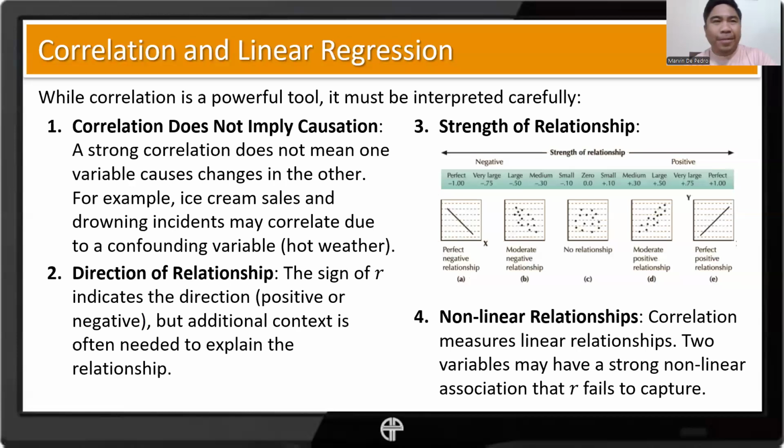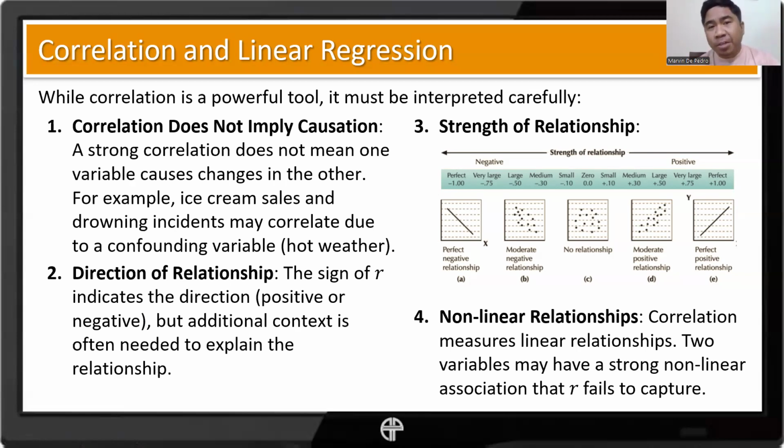And now, while correlation is a powerful tool, it must be interpreted carefully. We have these four things to bear in mind. Number one, correlation does not imply causation. So, for example, a strong correlation does not mean one variable, the independent variable, causes changes in the other, which is our dependent variable.